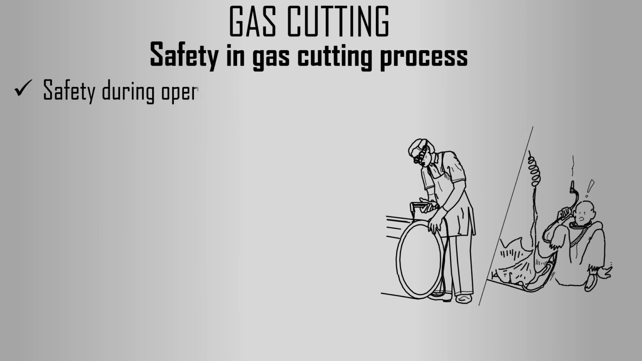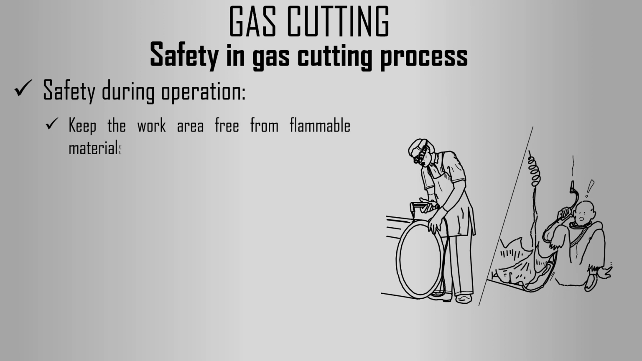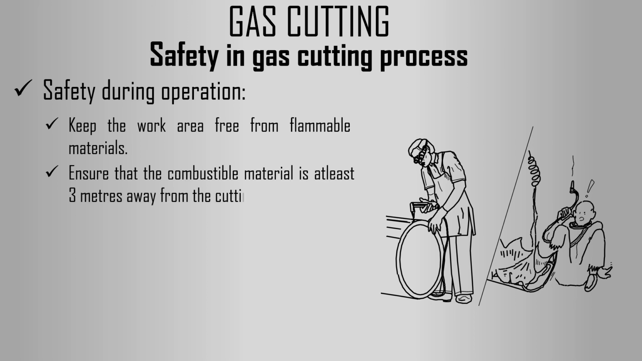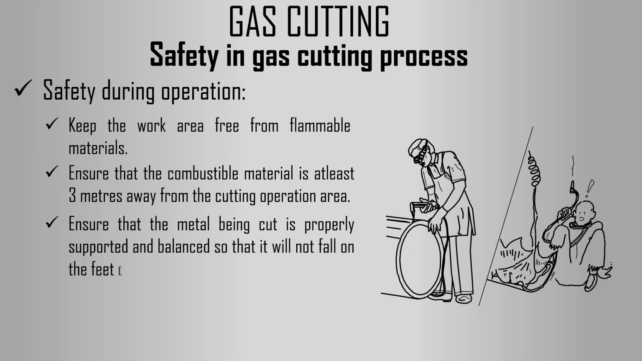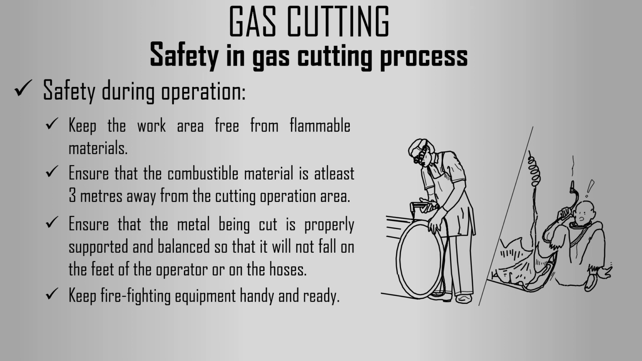Second one is safety during operation, like keep the work area free from flammable materials. Ensure that the combustible material is at least 3 meters away from the cutting operation area. Ensure that the metal being cut is properly supported and balanced so that it will not fall on the feet of the operator or on the hoses. Keep firefighting equipment handy and ready.